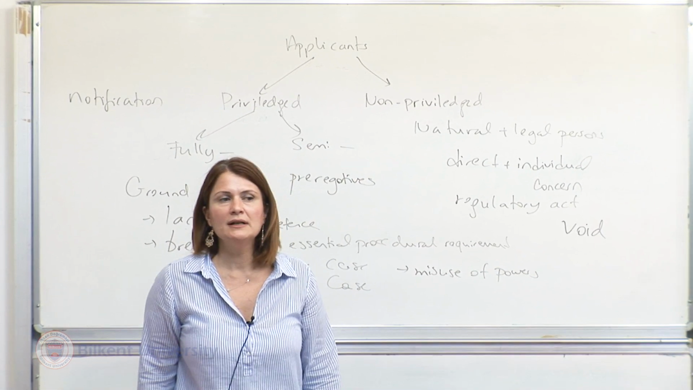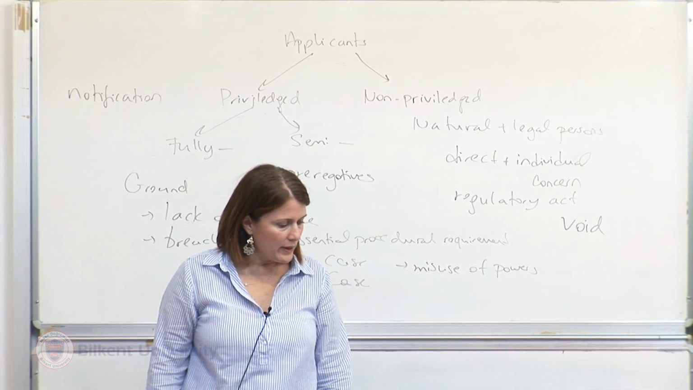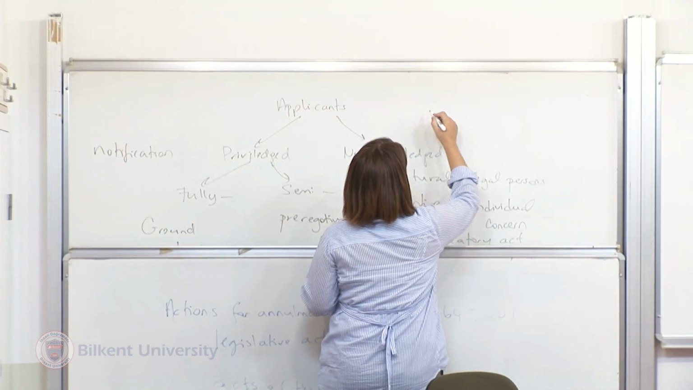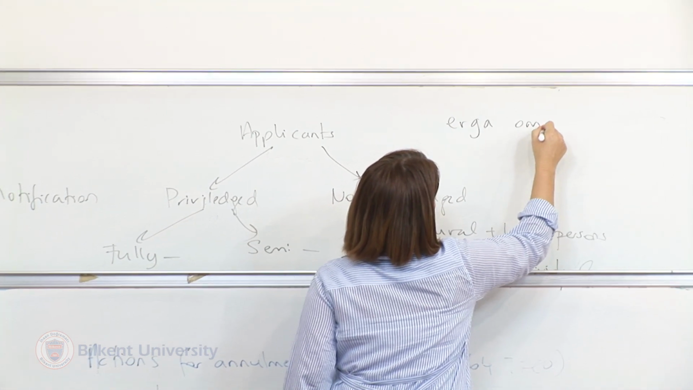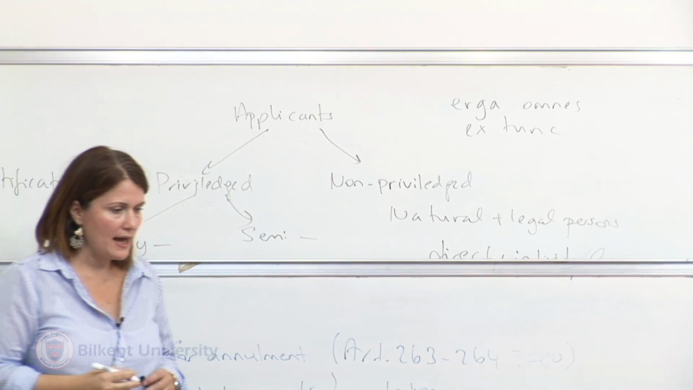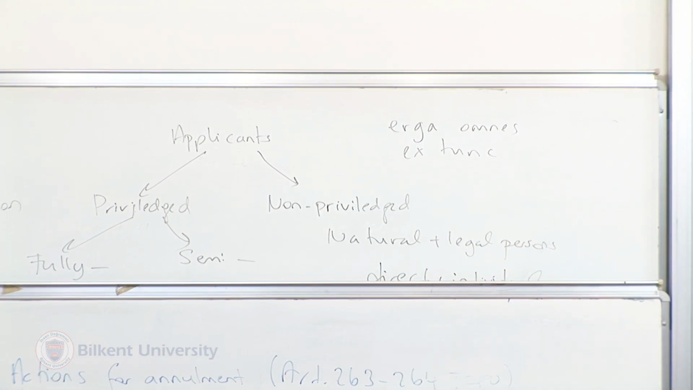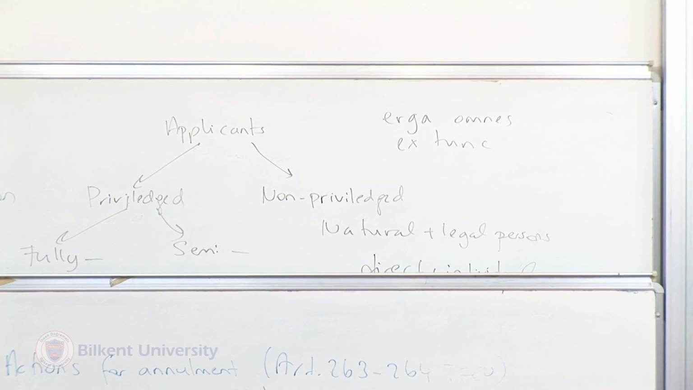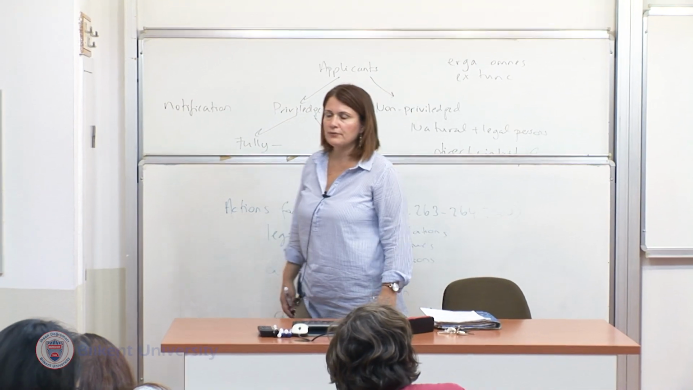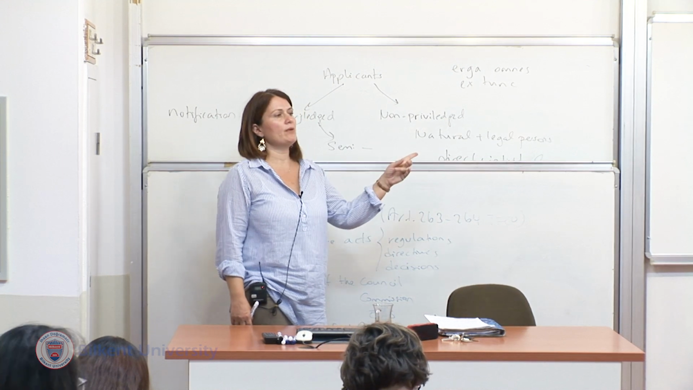In principle, the decision of the Court of Justice will have an erga omnes and an ex tunc effect. Erga omnes, in relation to everyone, and ex tunc, from the outset, from the beginning. It will be void in relation to everyone and starting from the beginning.